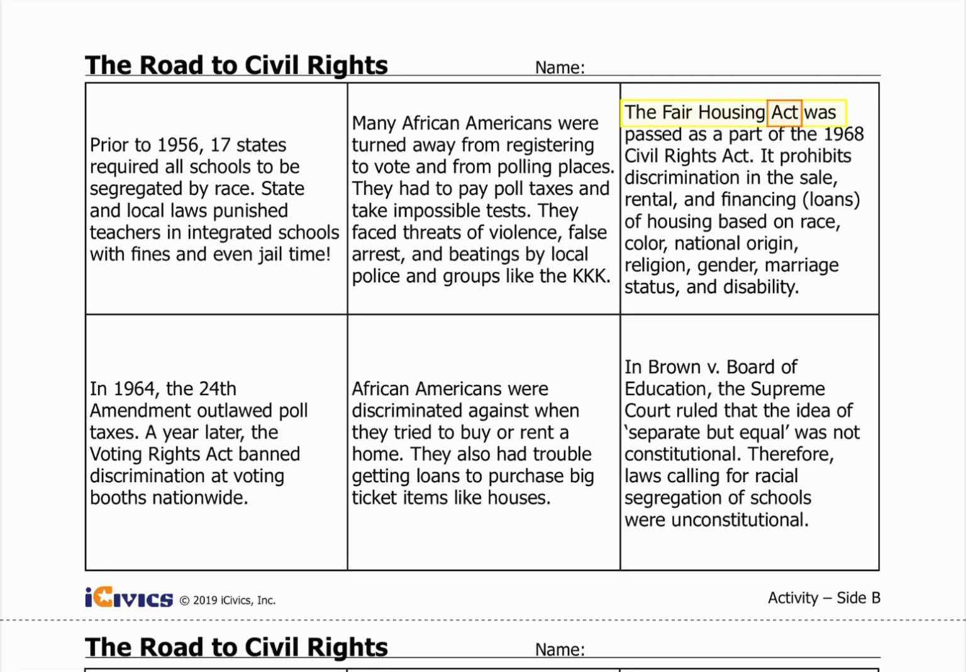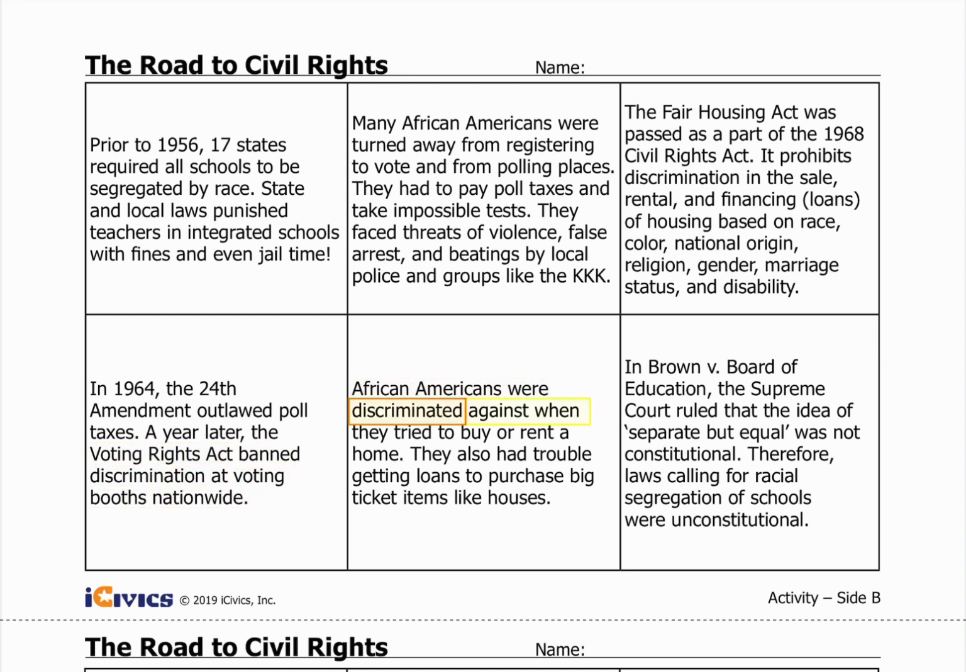The Fair Housing Act was passed as a part of the 1968 Civil Rights Act. It prohibits discrimination in the sale, rental, and financing, loans, of housing based on race, color, national origin, religion, gender, marriage status, and disability. In 1964, the 24th Amendment outlawed poll taxes. A year later, the Voting Rights Act banned discrimination at voting booths nationwide.